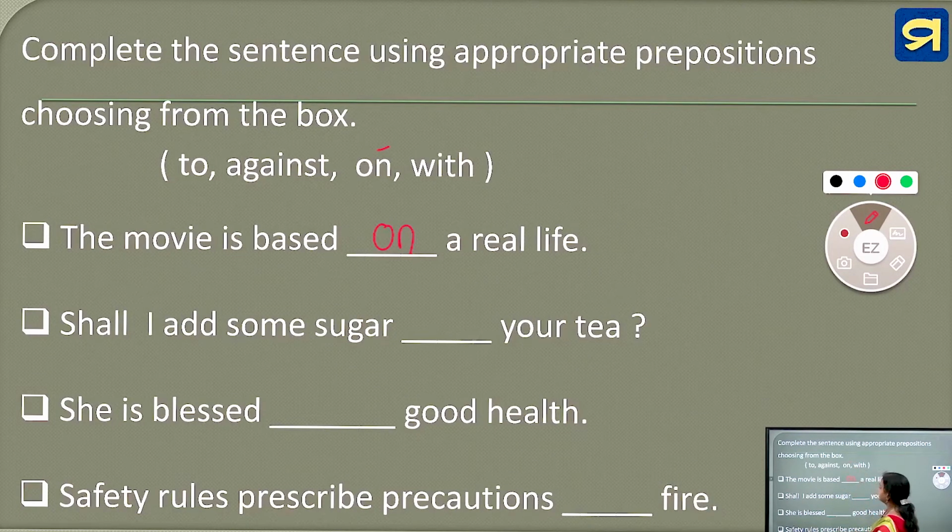Okay. Next, shall I add some sugar blank to your tea? Very good. To your tea. Next, she is blessed blank good health. Very good. With. She is blessed with good health. Okay. Next, the last one is, safety rules prescribe precautions blank fire. Against fire. Very good.